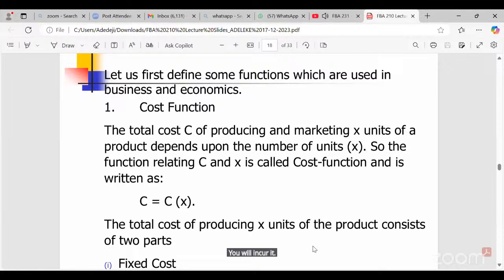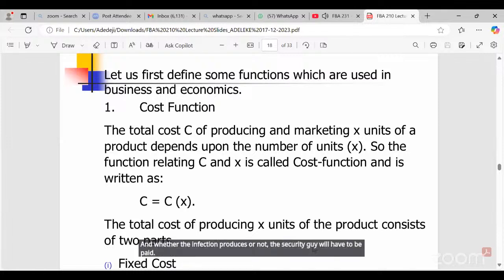Imagine you have a factory that is producing books. The factory produces books. Whether the factory is producing or not, there are some costs that the factory will incur. The factory would employ a security guard, right? And whether the factory produces or not, the security guy will have to be paid.